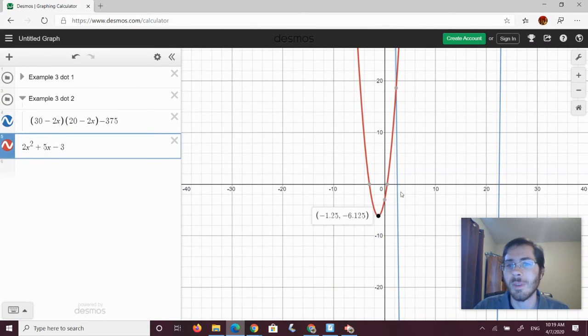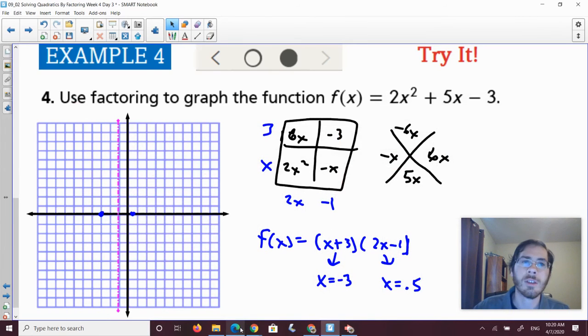And we can see I did that. Vertex is down here at negative 1.5, so that's good. We knew where that was. It's negative 6.125. So we're going to have to put a point at negative 6.125. So 1, 2, 3, 4, 5, 6, and a little bit. All right, so we'll go right there.